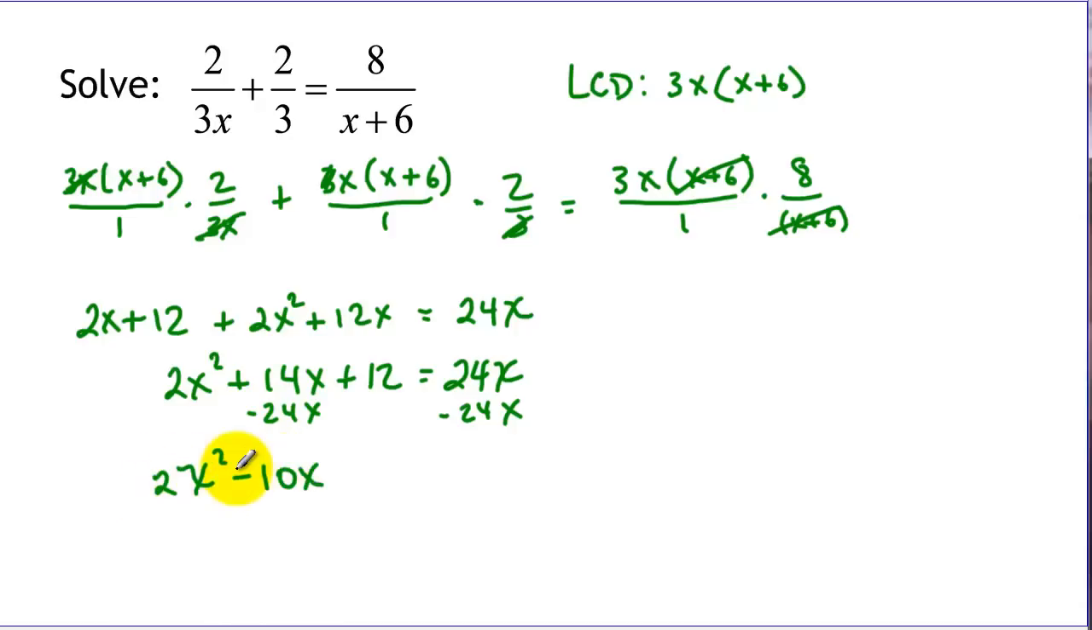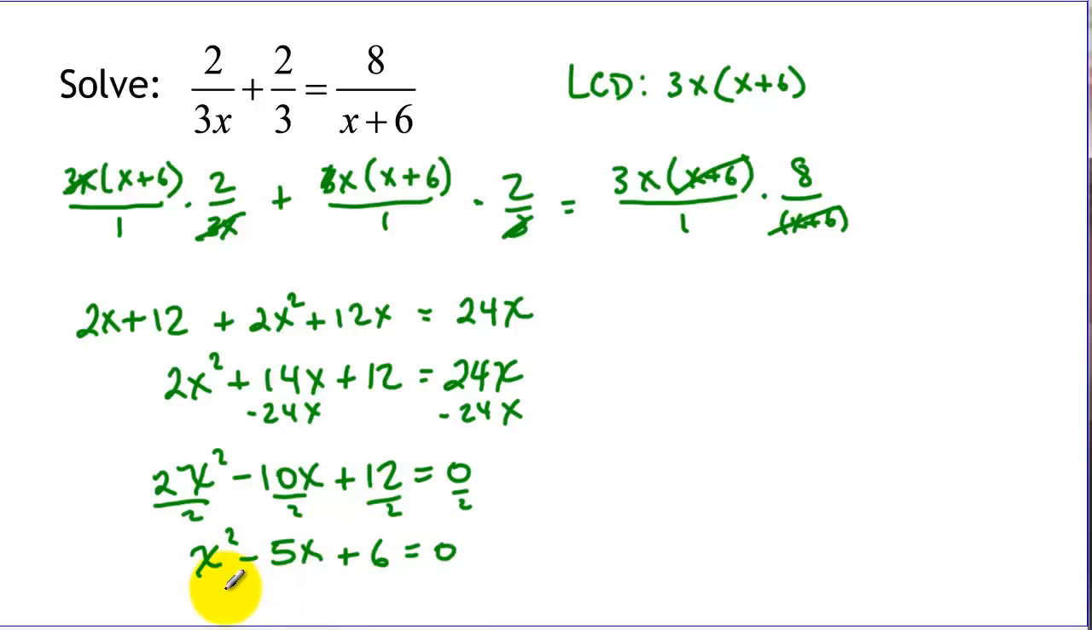This is 2x squared, sorry. And again, before you try to factor, scan the coefficients. Since they're all divisible by 2, we can make this a simpler trinomial. So we've got x squared minus 5x plus 6.